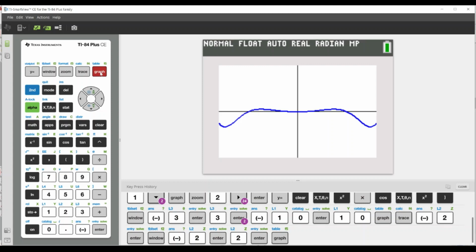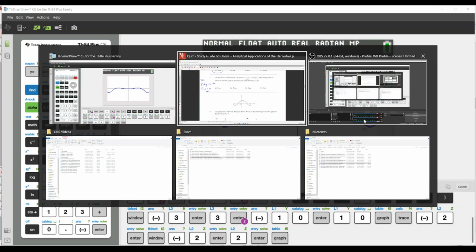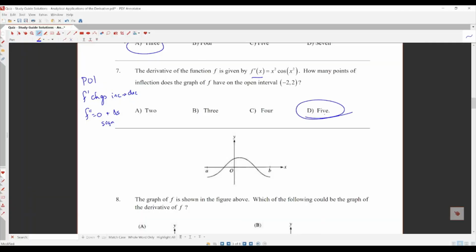Okay. So we're looking where we change from increasing to decreasing or decreasing to increasing. So right here at this point here, we are changing from decreasing to increasing. So there's 1. Increasing to decreasing, that's 2. Decreasing to increasing is 3. Increasing to decreasing is 4. And decreasing to increasing is 5. So we have 5 points of inflection for the graph of f.